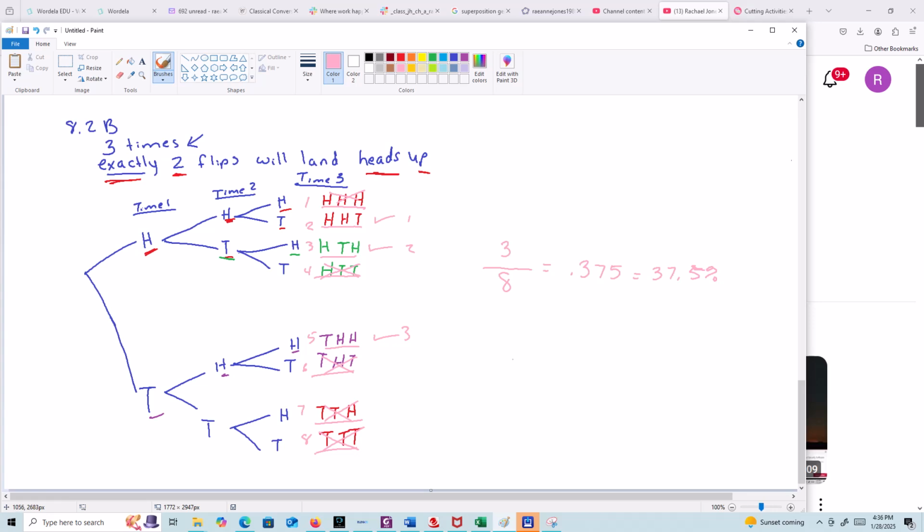As a quick review, probabilities will always be between 0 and 1, or 0% and 100%. And the sum of all the probabilities in a particular space will equal 1, or 100%. All right, that's it.